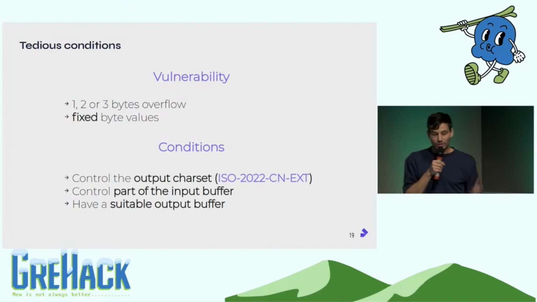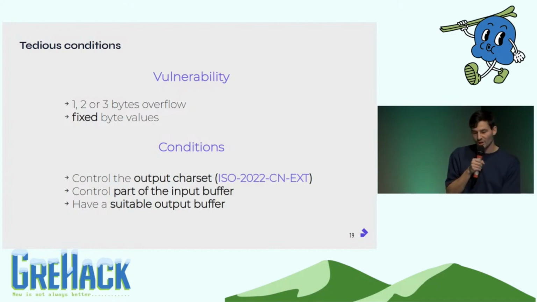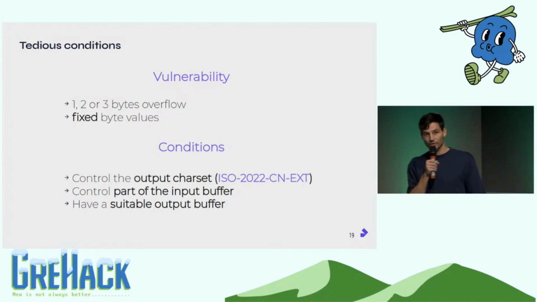So if we look at the vulnerability, we have a 1 to 3 bytes overflow, which is okay, I guess. We don't control the values, which is not that good. But in addition to this, we have lots of conditions to reach the bug, because we need to control the output charset for the conversion. It needs to be ISO-2022-CN-EXT. We need to control part of the input buffer so that we can put in the Chinese characters that I was telling you about. And also, we need to have a suitable output buffer. If the output buffer is way too big compared to the input buffer, we will not be able to reach the end of it, and therefore we will not have the overflow that we want.